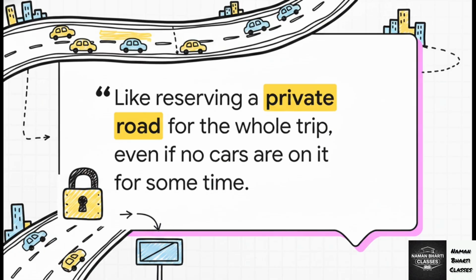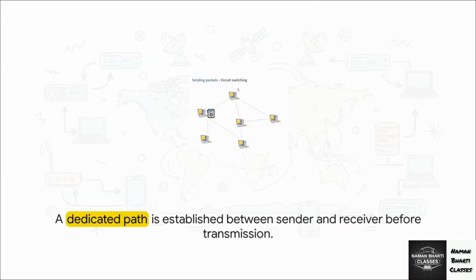With circuit switching, it's like you call ahead and have the entire highway, every single lane, reserved just for you for the whole trip. And this shows you exactly what that looks like. Before any data even starts moving, a dedicated end-to-end path is created and locked down. This is exactly how old-school telephone calls worked.